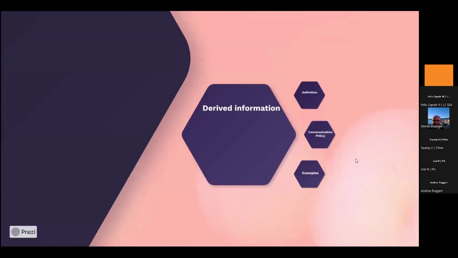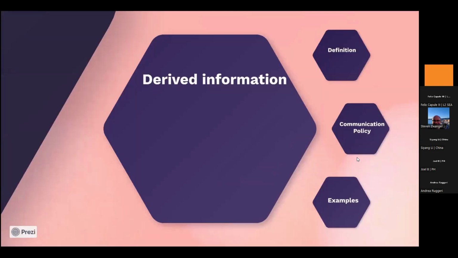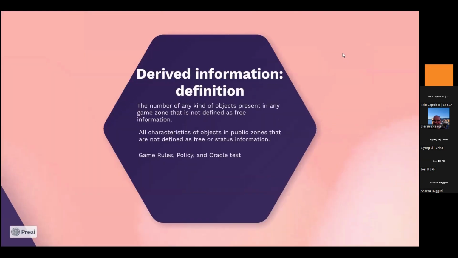The next type of information is derived information. And the definition of derived information is the number of any kind of objects in any game zone that's not already defined as free information. So, for example, the number of creatures. All characteristics of objects in public zones that are not already in the free or status information categories, and game rules, policy, and oracle text.